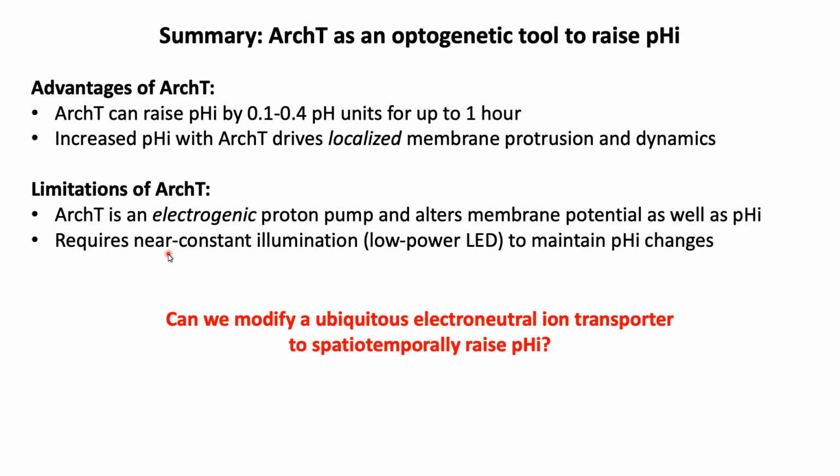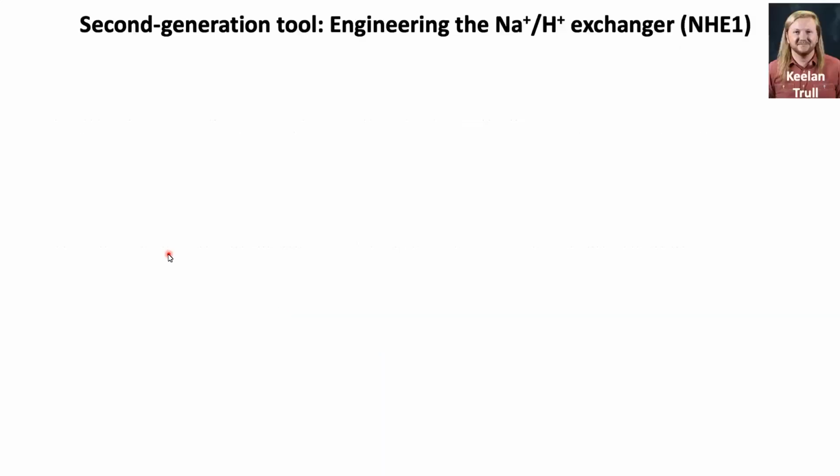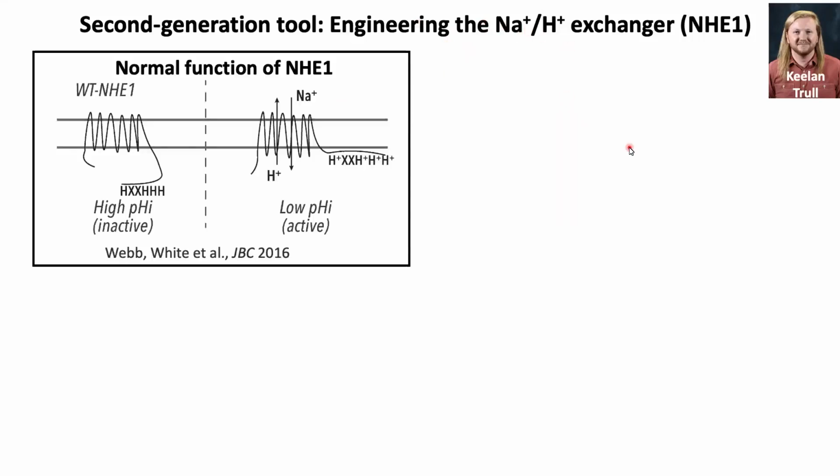So we next asked whether we could modify a ubiquitous electroneutral ion transporter and apply it to spatially and temporally raise pHi. So this second generation tool relied on the engineering of the sodium proton exchanger, NHE1. It's a key regulator of intracellular pH homeostasis and is activated by low or acidic pHi that then leads to the co-transport of an intracellular proton in exchange with an extracellular sodium.